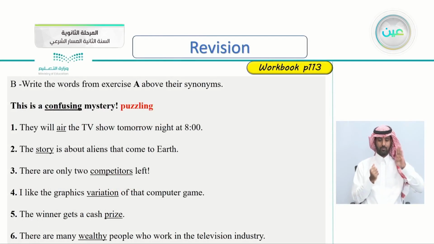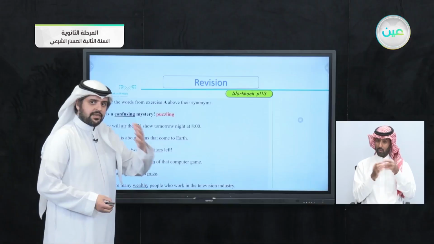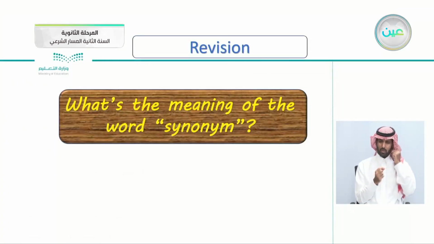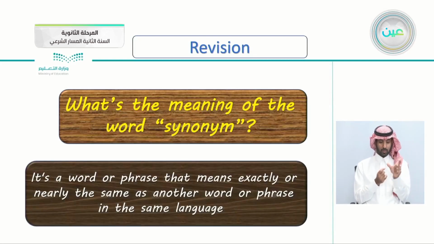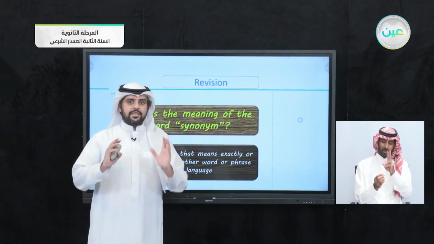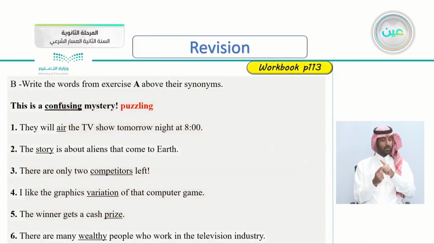Exercise B in the workbook, write the words from exercise A above their synonyms. So the words that we just learned in exercise A, we'll be writing them with their synonym. And if you don't know the meaning of the word synonym, it's a word or phrase that means exactly or nearly the same as another word or phrase in the same language. So let's continue with our exercise. The first one is already done for you. This is a confusing mystery. The synonym for confusing is puzzling.